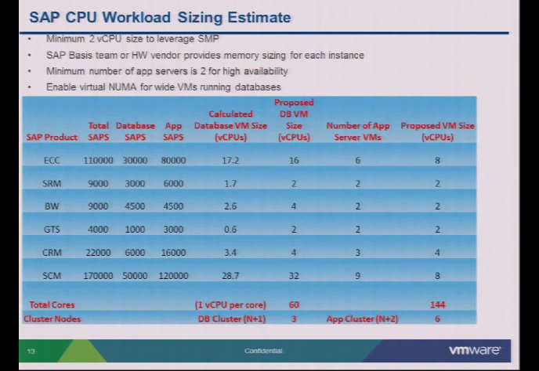The next slide is an example of the customer and what their SAPs were, with a DB SAPs component and an app SAPs component. We take that and use the number of SAPs per core, and we come up with, for example, at the top, ECC is about 110,000: 80,000 app SAPs and 30,000 database SAPs. The database has to be a single instance, so you can have only one database server, whereas in the app tier you can have multiple servers. So you see that there are 6 app server VMs with 8 vCPUs each, and then one database VM with 16 vCPUs.